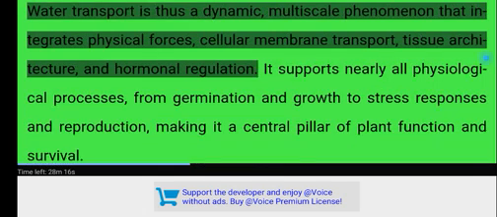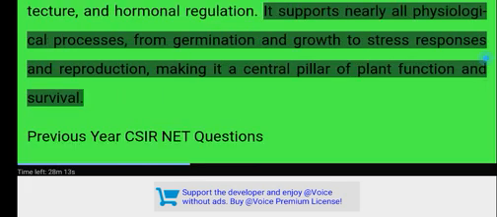optimize water use efficiency. Water transport is thus a dynamic, multi-scale phenomenon that integrates physical forces, cellular membrane transport, tissue architecture, and hormonal regulation. It supports nearly all physiological processes, from germination and growth to stress responses and reproduction, making it a central pillar of plant function and survival.